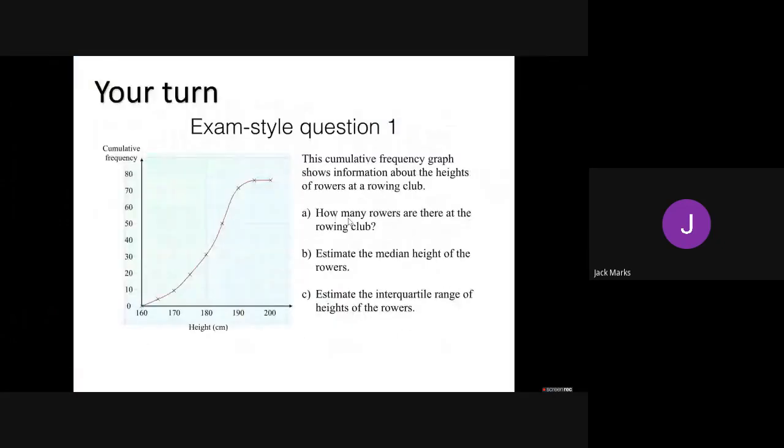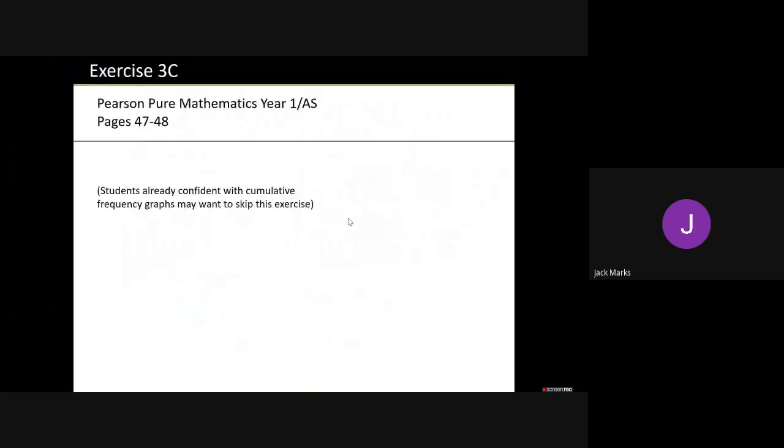Okay, a couple of questions for you to have a go at there, but then the exercise from the book 3C.